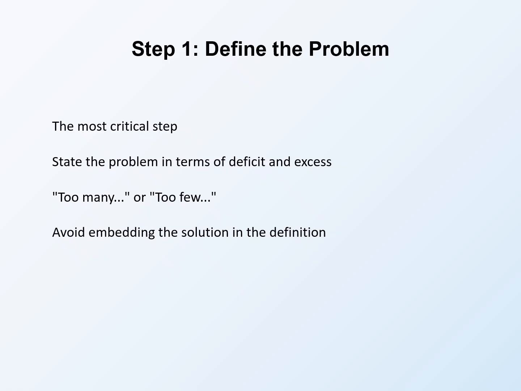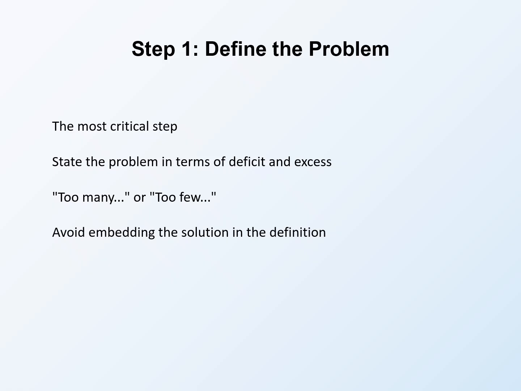Step 1 is defining the problem. Bardach argues this is the most critical and difficult step. A common mistake is to define the problem as "we need a new hospital." That is not a problem. That is a solution disguised as a problem. The actual problem is there are too many patients waiting in the ER, or mortality rates from trauma are too high. You must state the problem in terms of deficit or excess.